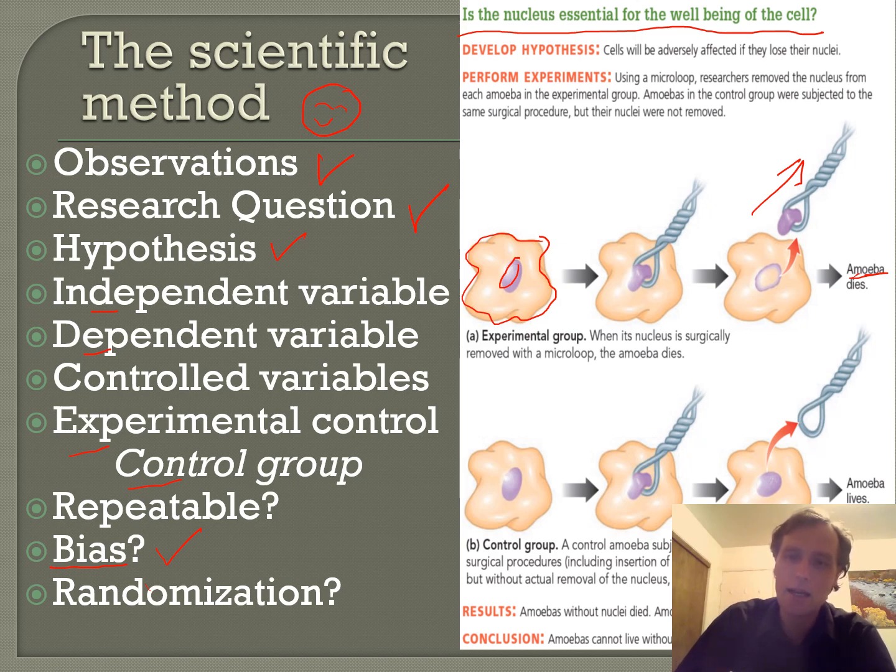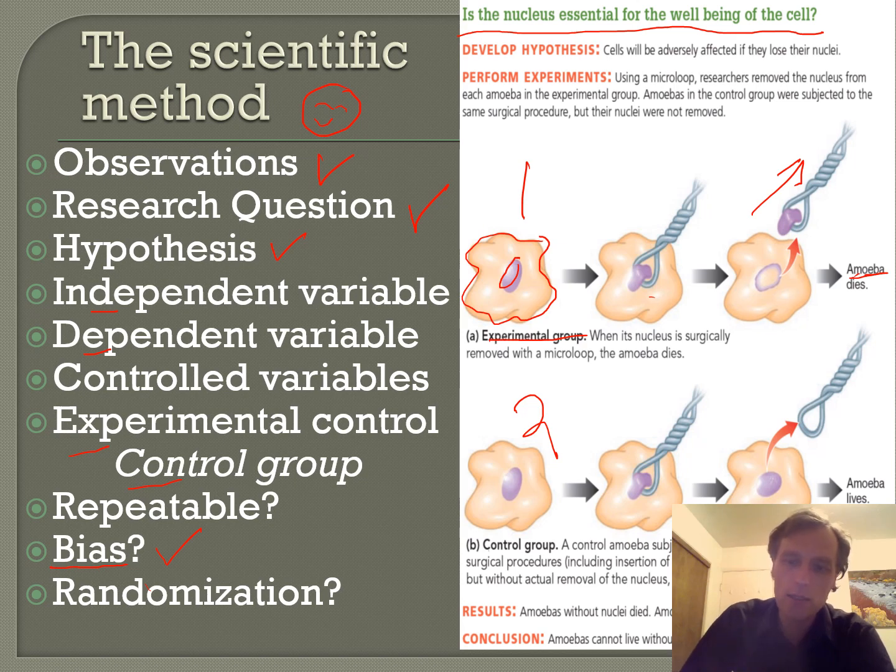Sticking hooks into living things is generally a bad thing for the living thing. So what we have to do is have two groups, group number 1 and group number 2 down here. And the group I just described, that's the experimental group. We're going to give it the treatment being removal of the nucleus.